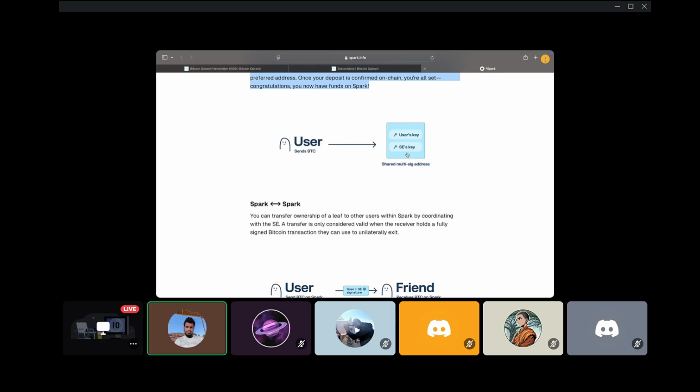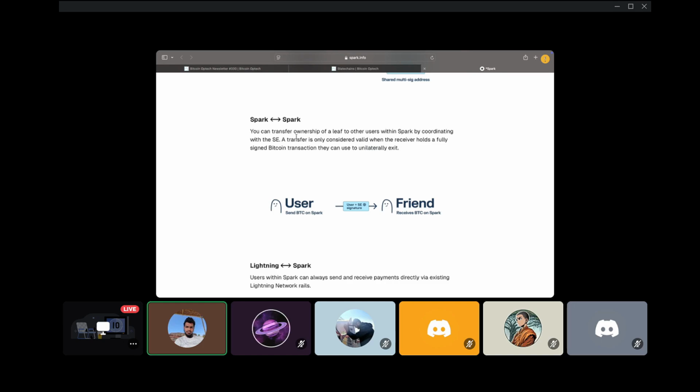Spark to Spark. Now that you're on layer 2, how do you make transactions at layer 2? Because eventually that's the end goal. You can transfer ownership of a leaf to other users within Spark by coordinating with the SE. A transfer is only considered valid when the receiver holds a fully signed Bitcoin transaction they can use to unilaterally exit.